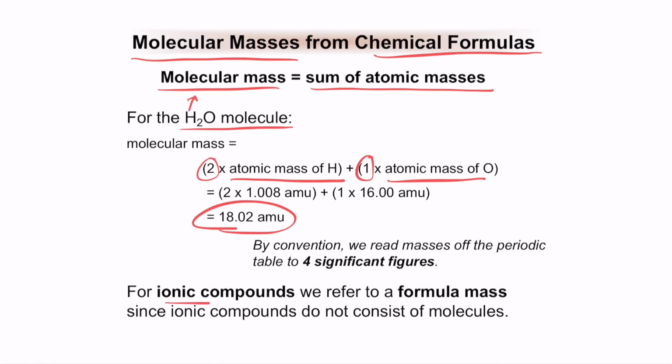For ionic compounds, we refer to the formula mass since ionic compounds do not consist of molecules. So we do not say molecular mass, but we say formula mass for ionic compounds. But both of them refer to the exact same thing.